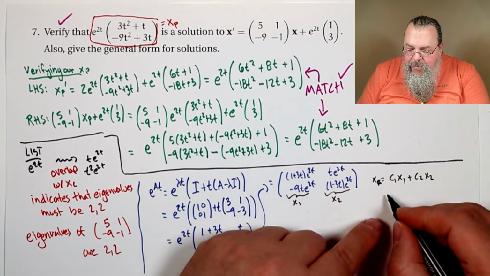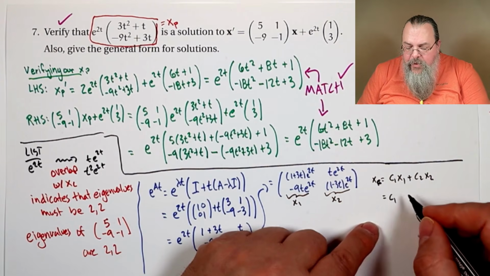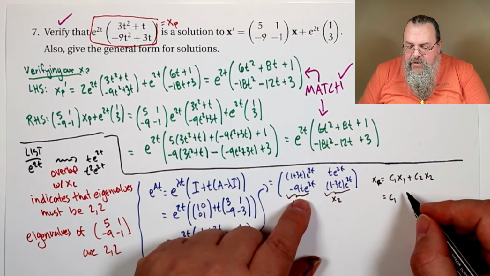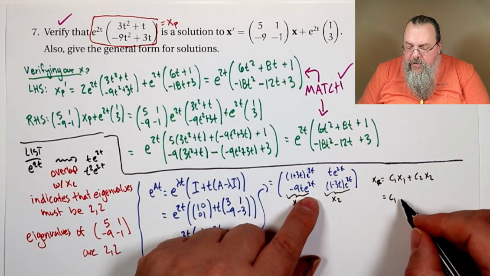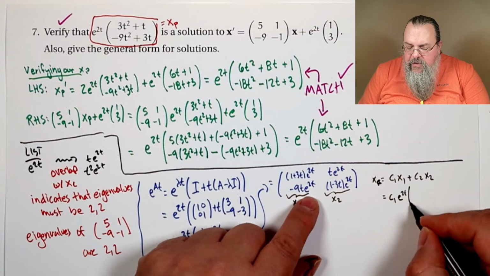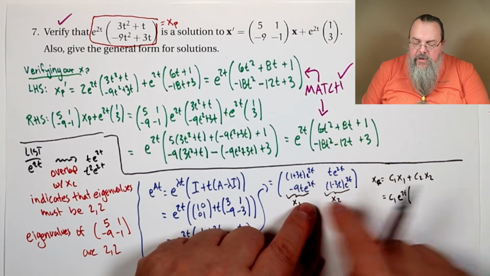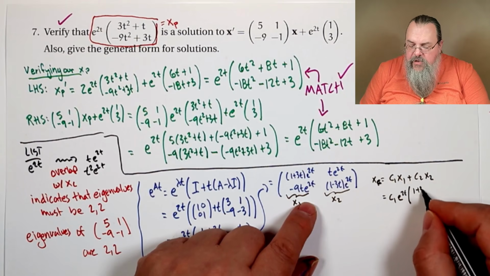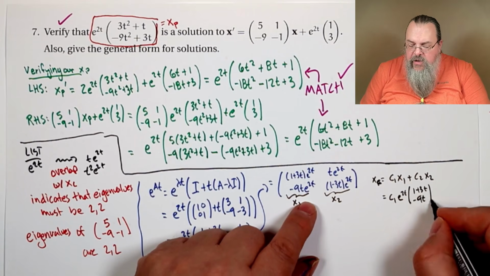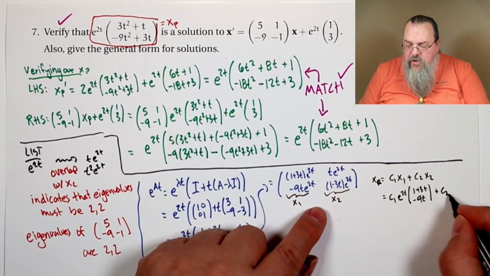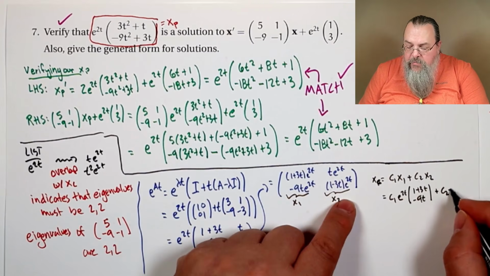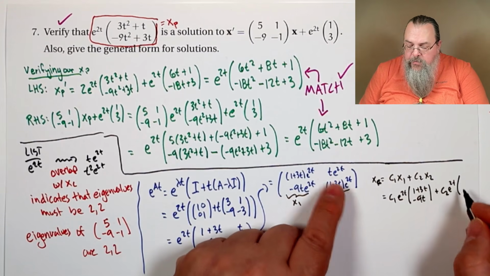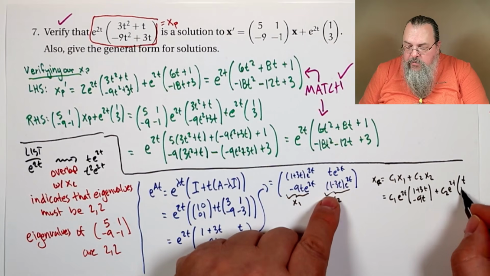And so to be more explicit, we can say, okay, here's x1, just pull out the vector, and I'll go ahead and pull e to the 2t back out because that's common. And we have 1 plus 3t, minus 9t. And then solution 2, C2, again, e to the 2t I can pull out. And we're left with t and 1 minus 3t.